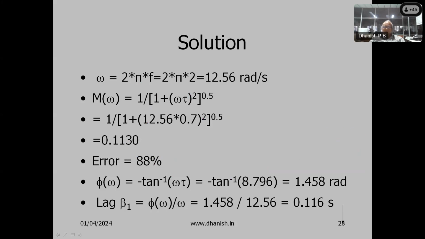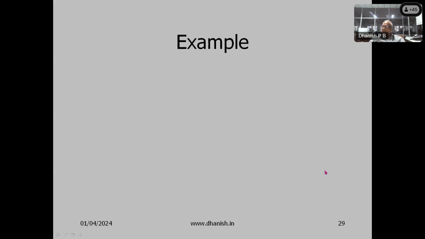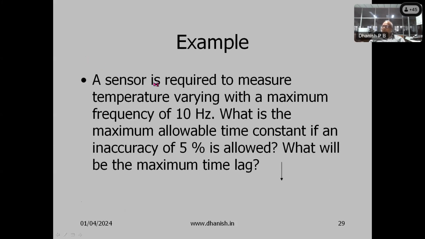Okay, so any question? Hope you are able to follow. So please attempt the problems in Edu server on both sections and one more section. A sensor is required to measure temperature varying at a maximum frequency of 10 Hertz. What is the maximum allowable time constant if an inaccuracy of 5% is allowed? What will be the maximum time lag?